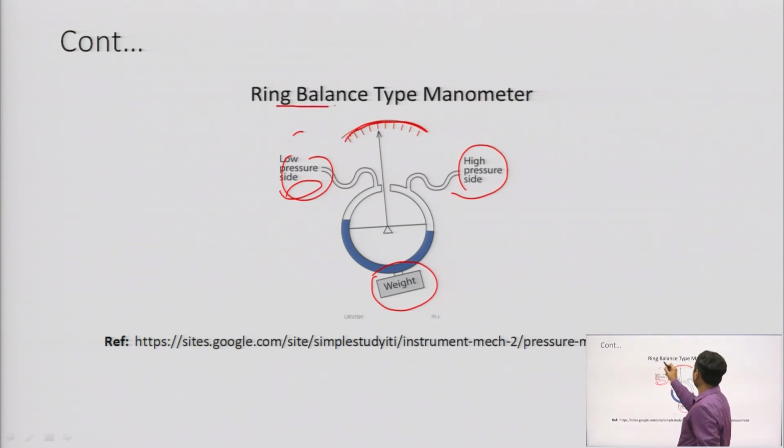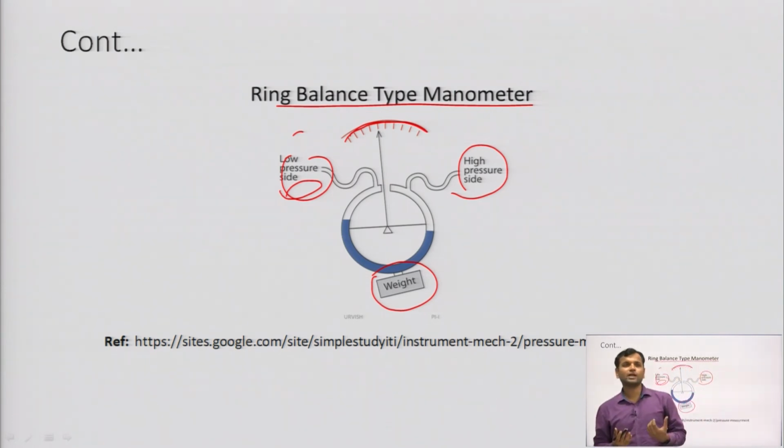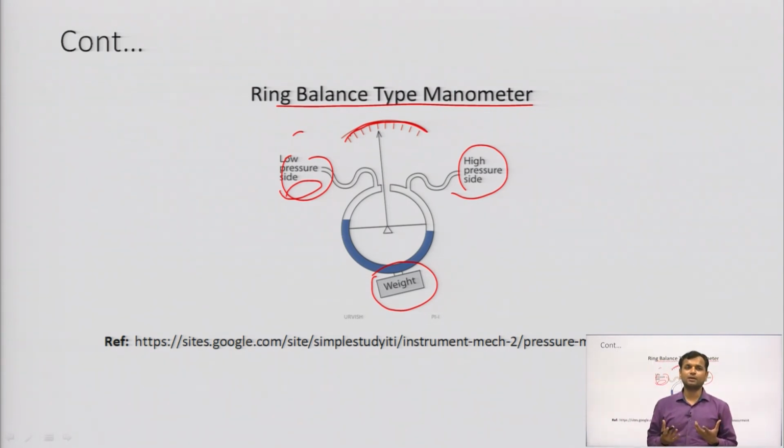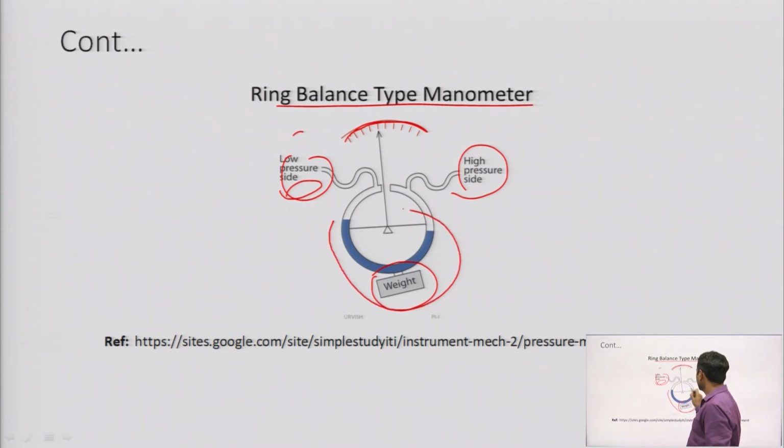So, this is the ring balance type manometer, which can also be called a ring balance type manometer, because we have some type of liquid arrangement, and we are also measuring the differential pressure. That is why it can also be called a ring balance type manometer.